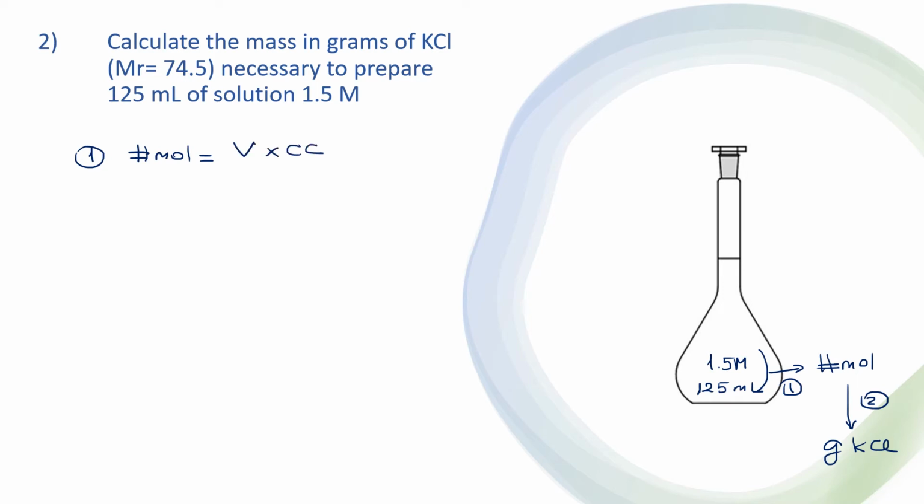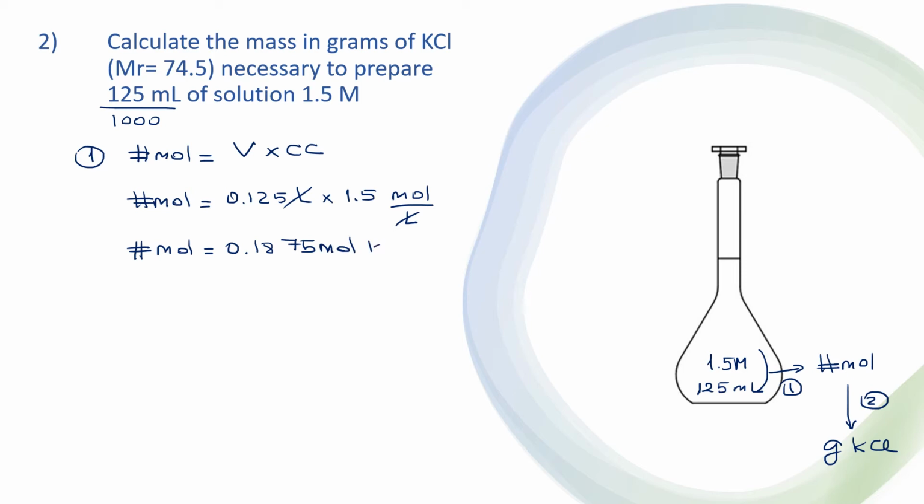Remember that the volume has to be in liters or decimeters cubed, so I'm going to automatically divide by 1000 so I don't forget. So the number of moles is equal to 0.125 liters times 1.5 moles per liter. Liters go with liters, and the number of moles will be 0.1875 moles of potassium chloride.